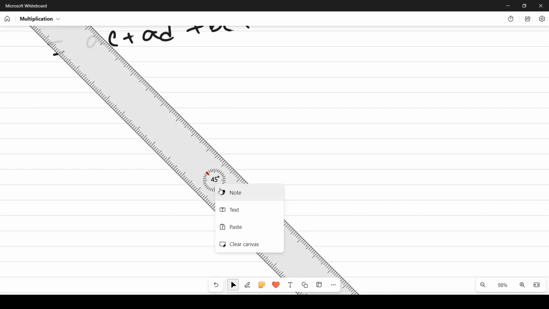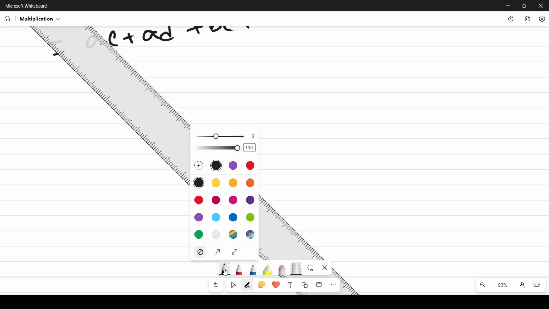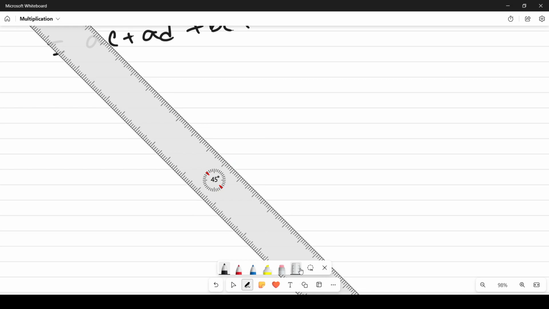Okay, how to... I don't want this scale here, I want this one. Yeah, I don't want this scale.